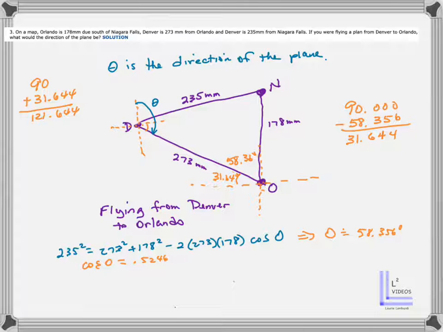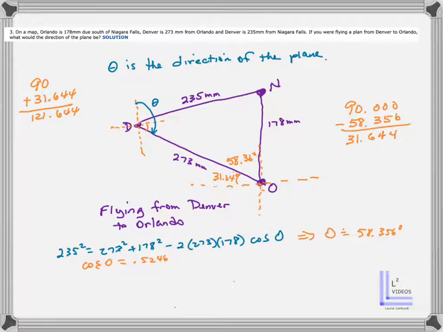Remember they said that Niagara Falls, I put the problem here, but it's super small. Niagara Falls is due north of Orlando, so here's Orlando, and then each of them are a distance from Denver. I certainly didn't draw this to scale, which you don't need to worry about as long as you just label your sketch. Okay, so I used law of cosines to find angle O.